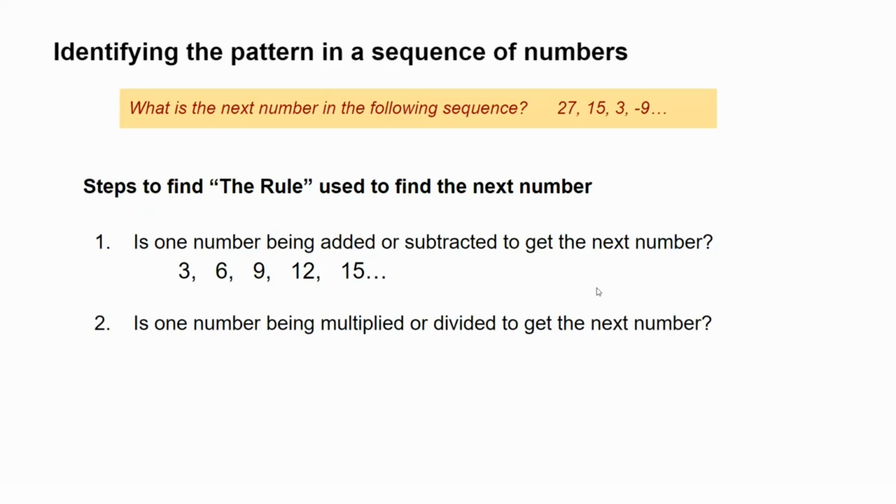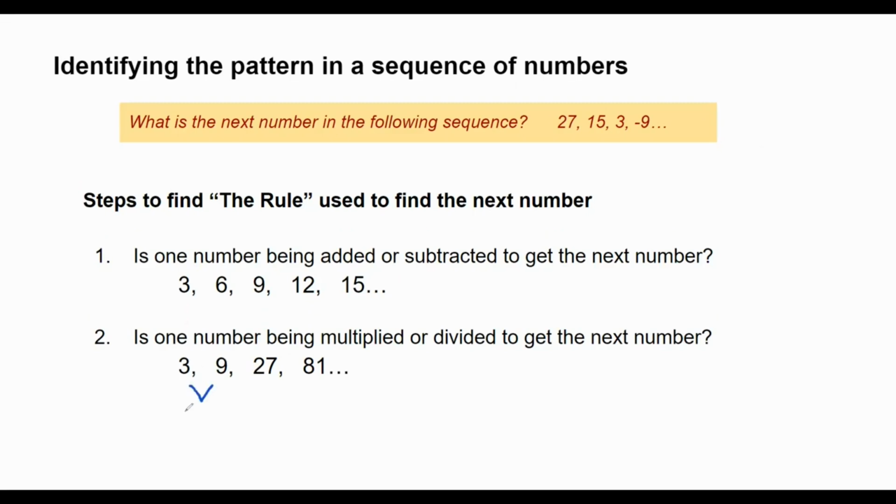So what we're looking for here is a number that's being multiplied to get to, or divided to get to the next number. The way we can check this out is to divide. 9 divided by 3 is 3.